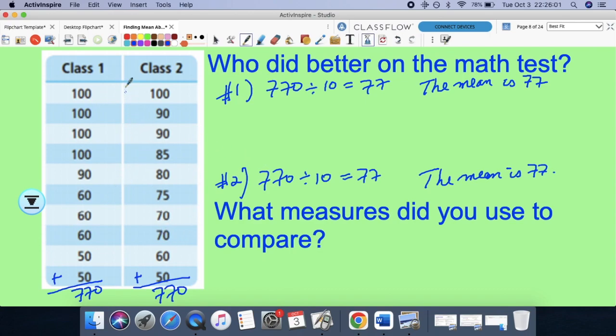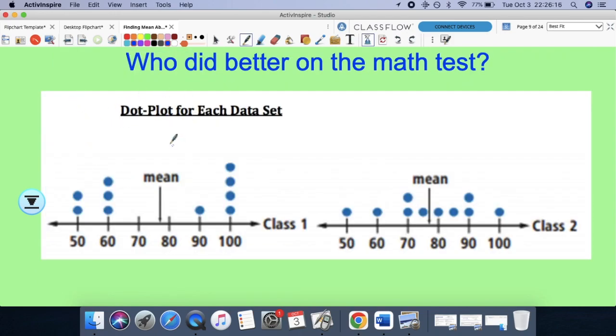They took a test. This is the results for class 1, and this is the results for class 2. So who do you think did better on the test? Class 1 or class 2? We know the mean is 77, right? Here's the mean, 77 for class 1. This is class 2, and again, here's the mean, 77.